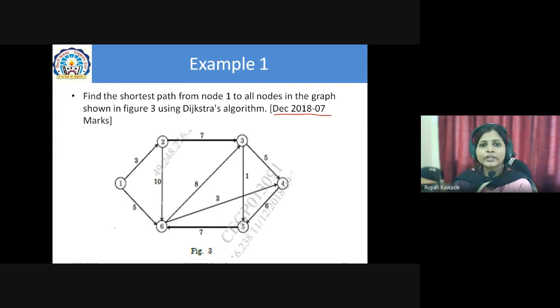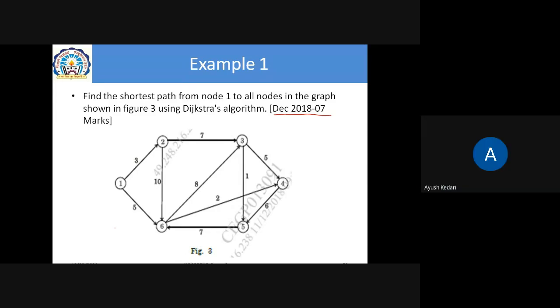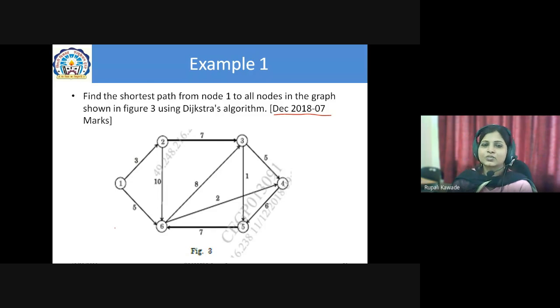Now, is the graph shown in front of you weighted, unweighted, directed, or undirected? Yes, it is directed and weighted. Weighted because weights are shown on each edge, and directed because there are arrows on all the edges. So if the arrow direction is from 1 to 2, then there will not be any edge from 2 to 1. Only the 1 to 2 edge will be present.